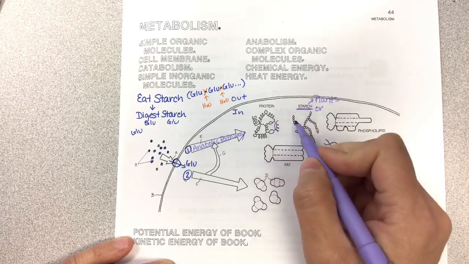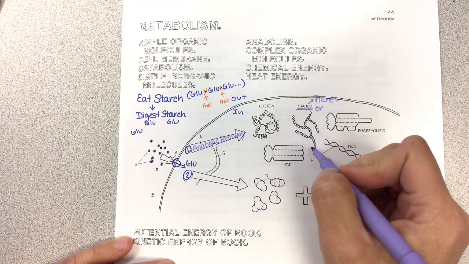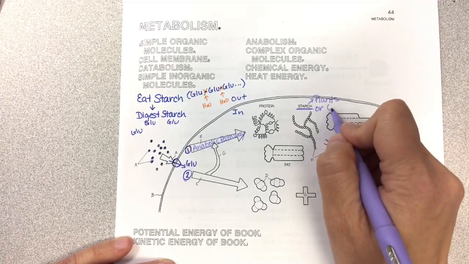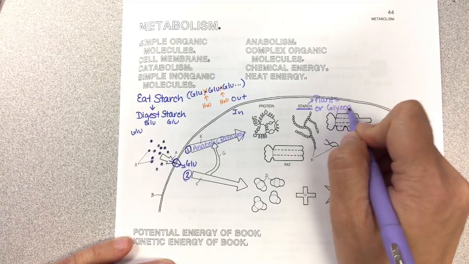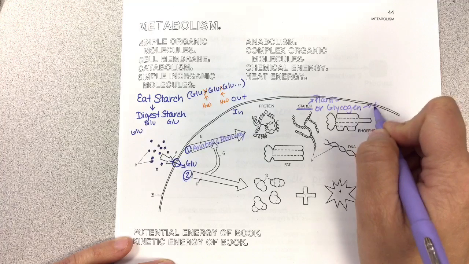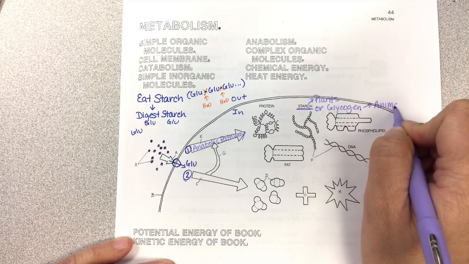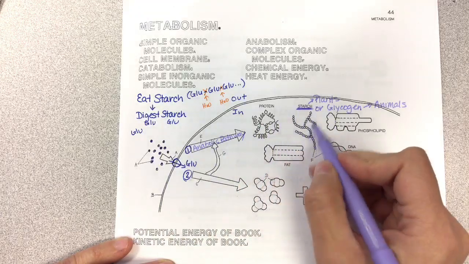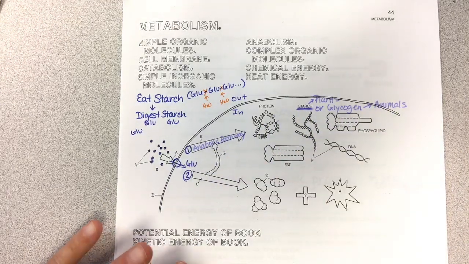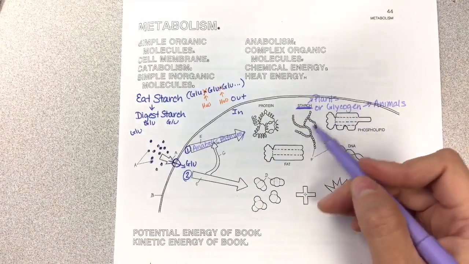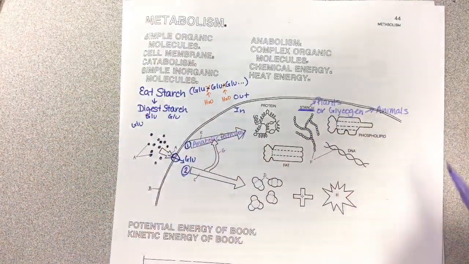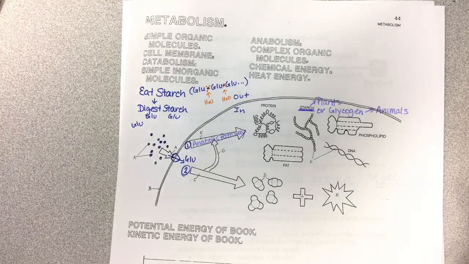or the glucose can be hooked together to form chains of glucose, and what do we call that in animals? It is glycogen, and this is in animals. So the glucose is going to come in here and build starch or glycogen, and so that is anabolic because to hook them together, it's going to require some energy input. All right, that's not going to happen all by itself.